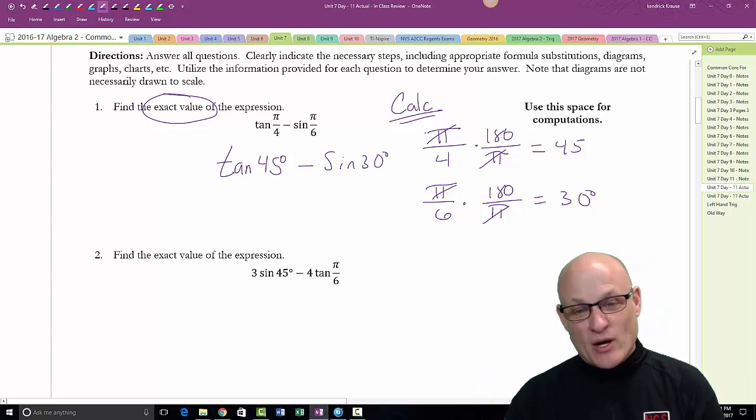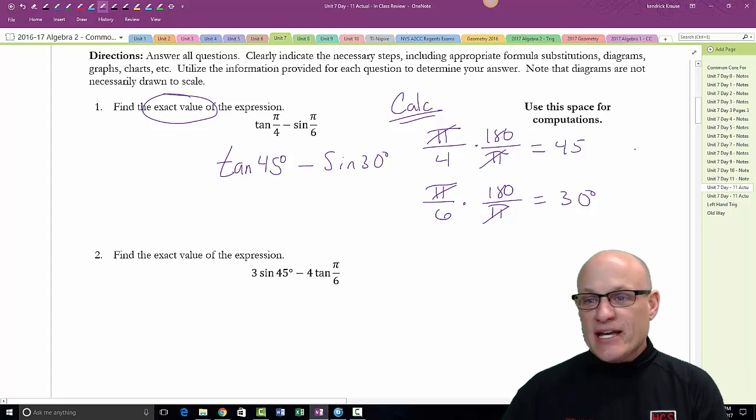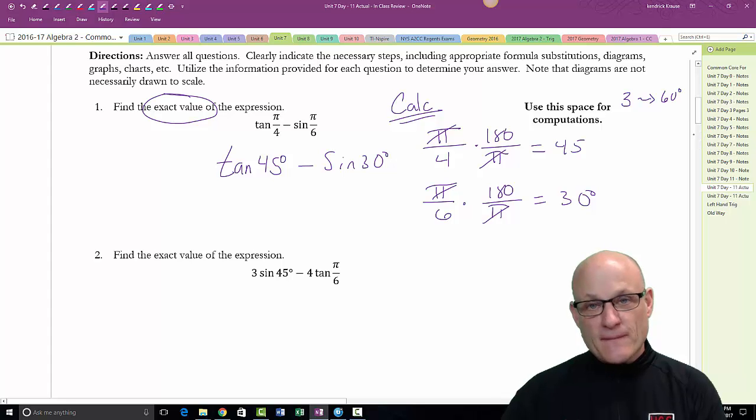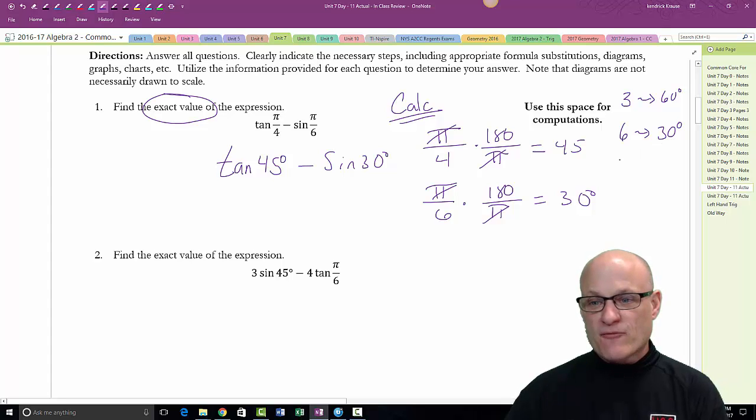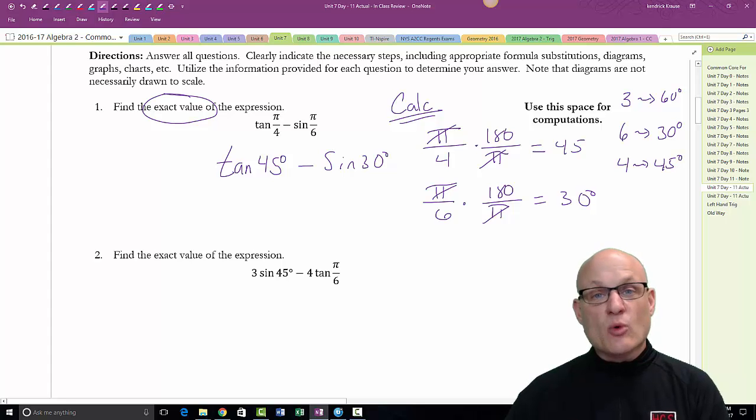Now, before I continue on there, I'm just going to give you a little heads up. If the denominator is a 3, the reference angle is going to be 60 degrees, because 180 divided by 3 is 60. So it will just be a multiple of 60. If the denominator is a 6, the reference angle is going to be 30 degrees, because 180 divided by 6 is 30, and any multiple will just be a multiple of 30. And finally, if the denominator is 4, the reference angle will be 45, because 180 divided by 4 is 45, so it'll be a multiple of 45.